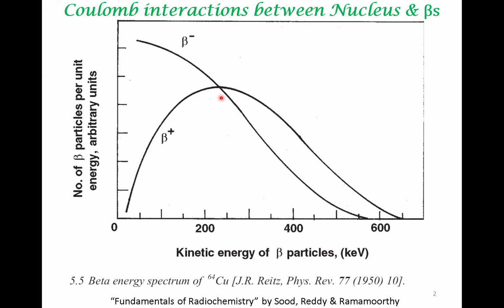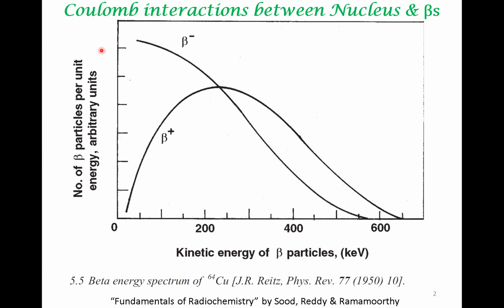So beta minus is a negatively charged particle. And because the nucleus is positively charged, there is a strong attractive interaction between the beta minus particle and the nucleus. So when the beta minus particle is moving away from the nucleus, it has to do work against the attractive interaction. Therefore, it would tend to lose kinetic energy. So the beta minus particles are slowed down in general. So there are a lot more particles which have very low energies.